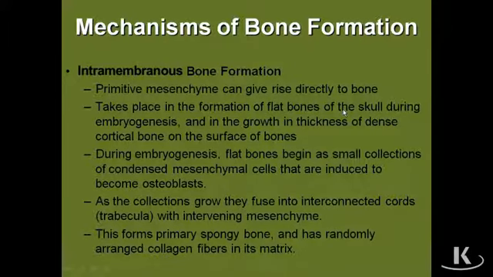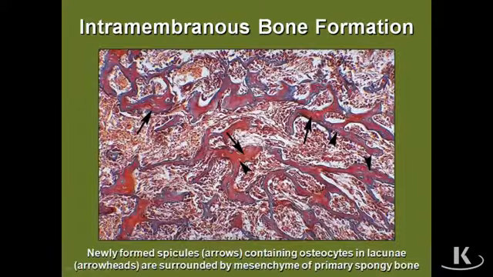The picture on the next slide shows intramembranous bone formation consisting of newly formed spicules at the tips of the arrows. And you can see that these spicules contain osteocytes already embedded in their lacunae at the arrowheads, and they're surrounded again by the mesenchyme of primary spongy bone in the adjacent marrow-like cavities.